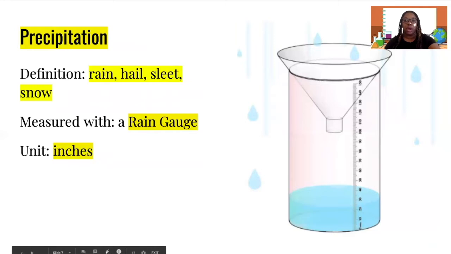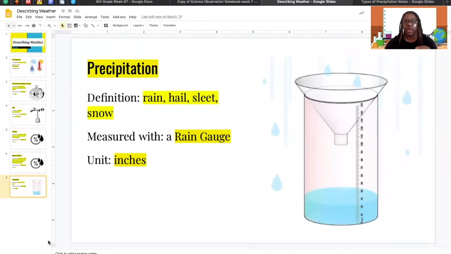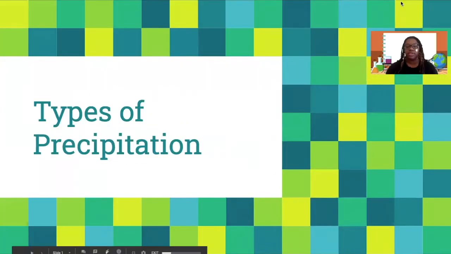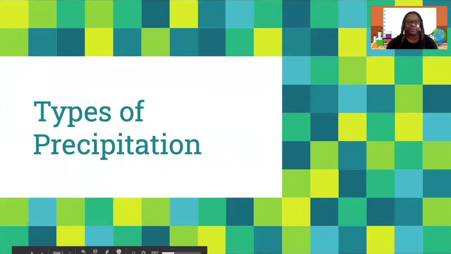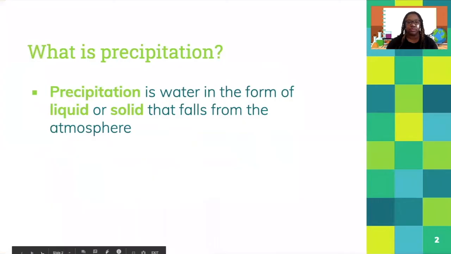So those were our mini notes on describing weather. Now we're going to talk more specifically about precipitation and use the mini notes for precipitation to talk about those. So, types of precipitation. So what is precipitation? Precipitation is water in the form of a liquid or solid that falls from the atmosphere. So if it is water falling from the atmosphere, in either a liquid or a solid form, we classify that as precipitation.